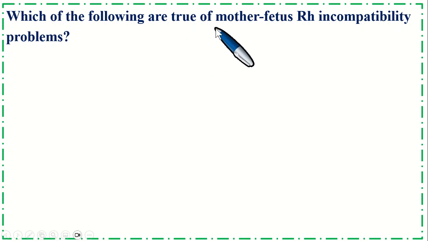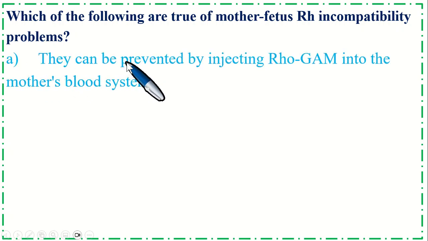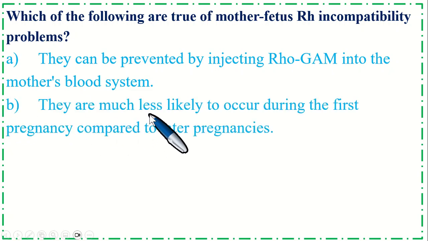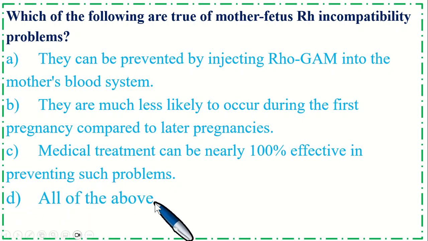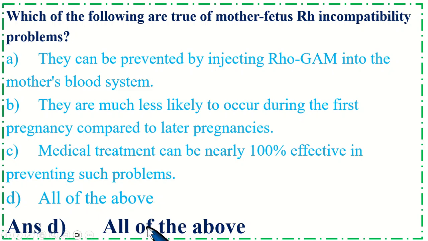Which of the following are true of mother-fetus RH incompatibility problems? Option A, they can be prevented by injecting RhoGAM into the mother's blood system; option B, they are much less likely to occur during the first pregnancy compared to later pregnancies; option C, medical treatment can be nearly 100% effective in preventing such problems; and option D, all of the above. So the correct option is D, all of the above.